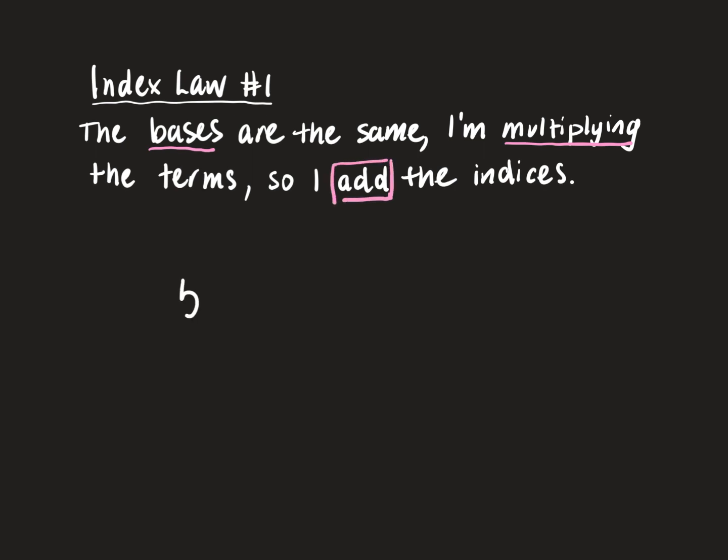If we've got 5 to the power of 3 times 5 to the power of 4, that is equal to 5 to the power of 3 plus 4, which is 7. The bases are the same. They both have a 5 here. I'm multiplying the terms, so I add the indices. Notice that word I used there, indices. That is just the plural of index.